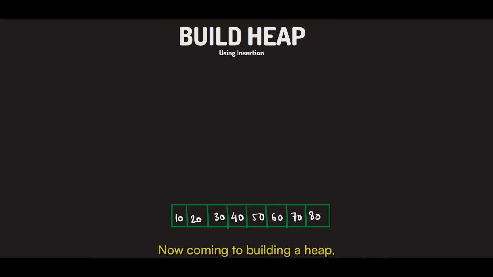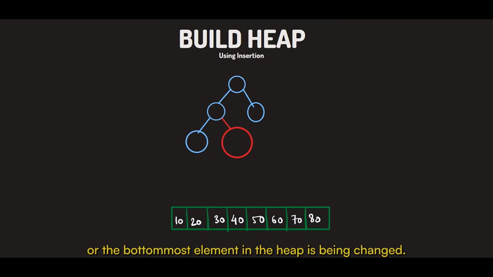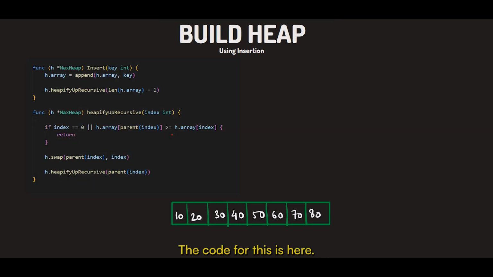Now coming to building a heap, we can build a max heap using the insertion operation as well. Let's look at and try to understand the following animation where we build a heap by inserting these elements one by one. Since we are using insertion to build a heap, we'll have to follow the heapify up operation because at every iteration, the end element in the array or the bottommost element in the heap is being changed. The code for this is here. We'll discuss it in a later video.